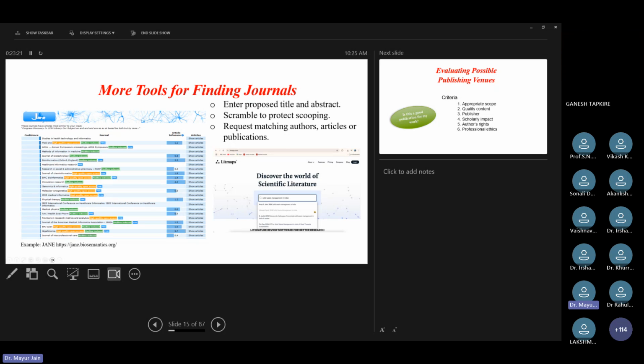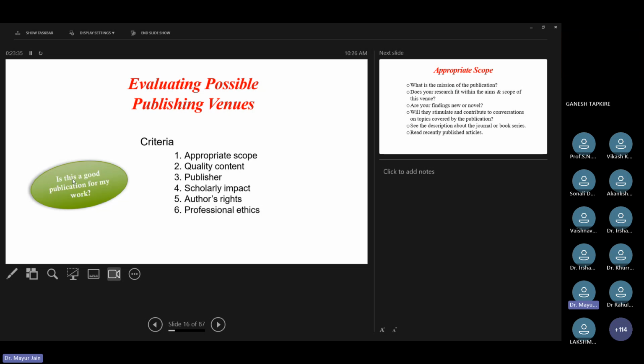You can also find out janebiosmantics.org, from where you can understand the article influence based on the title, based on the topics. So different types of tools are available. Now, is this a good publication for my work? So now how to understand all those things, right?